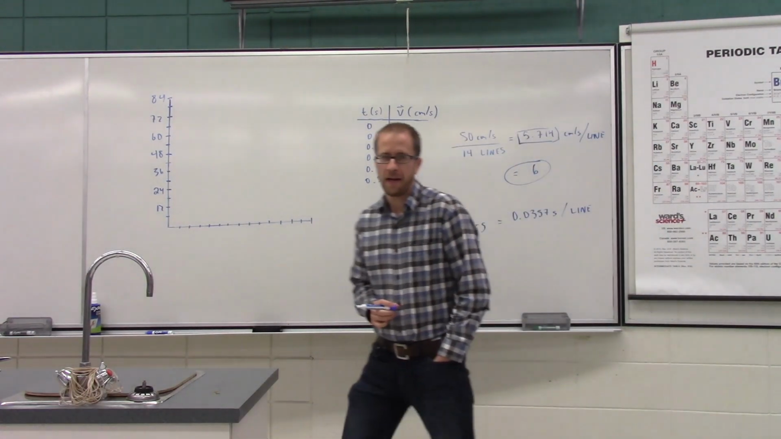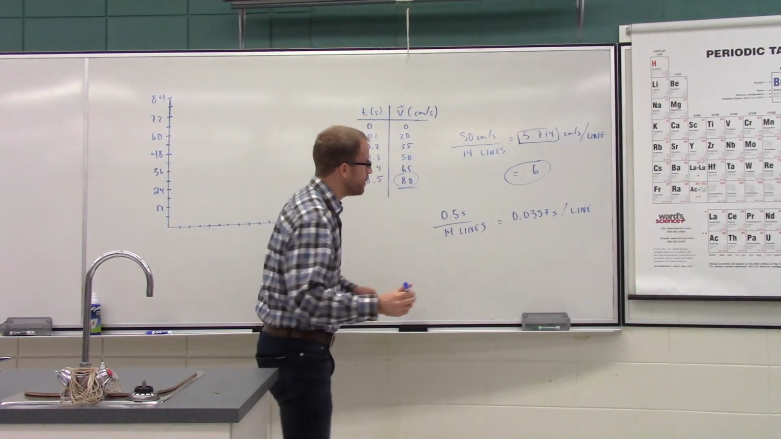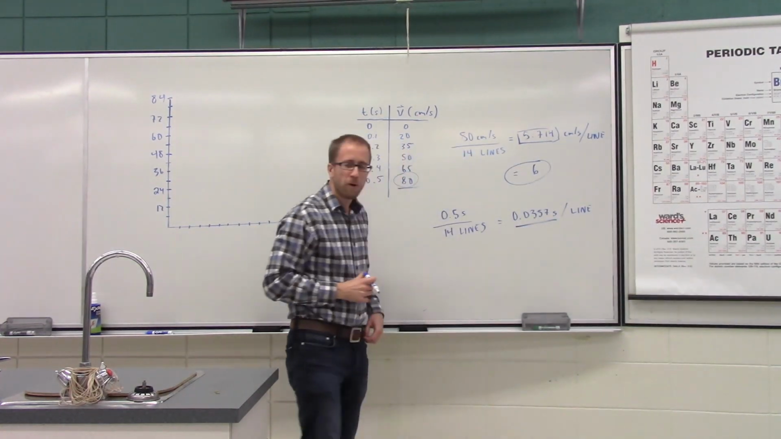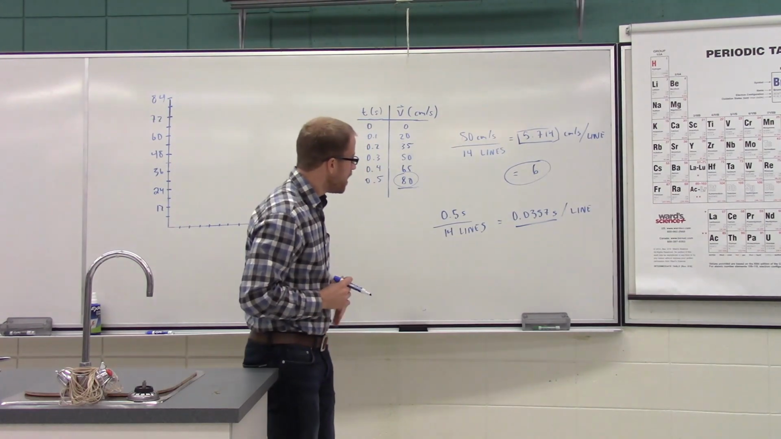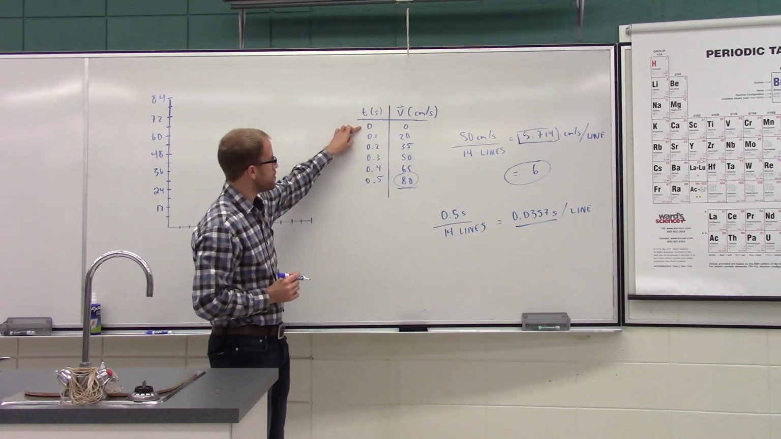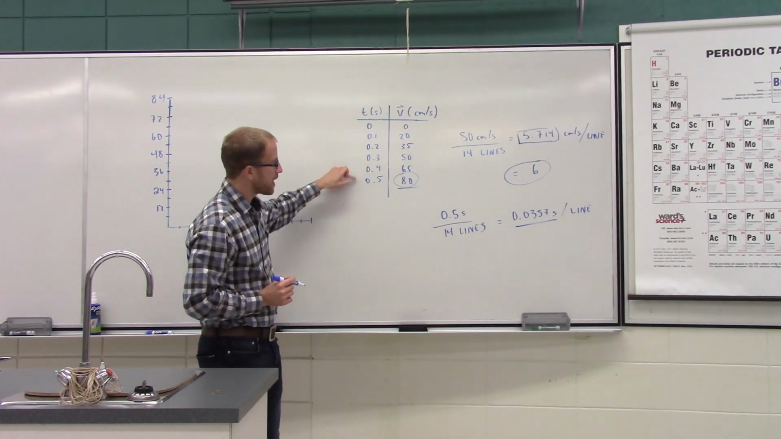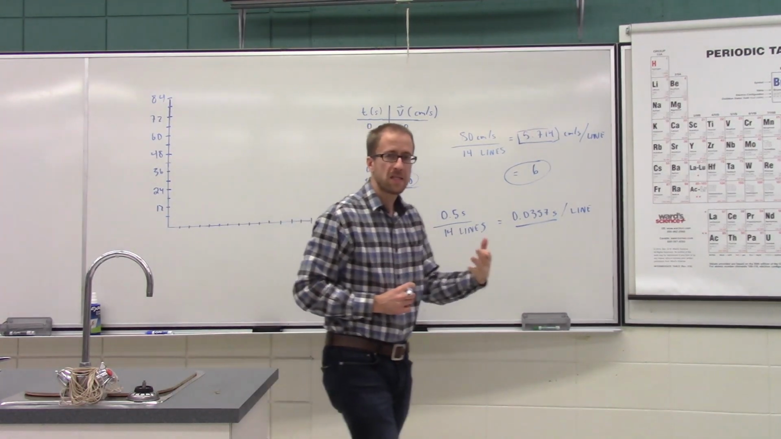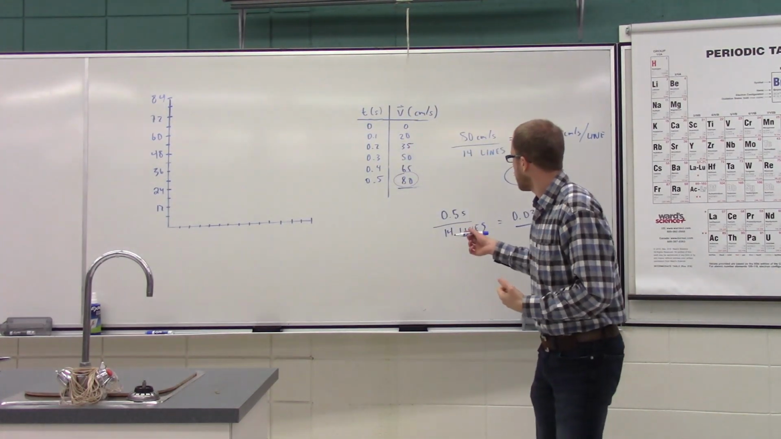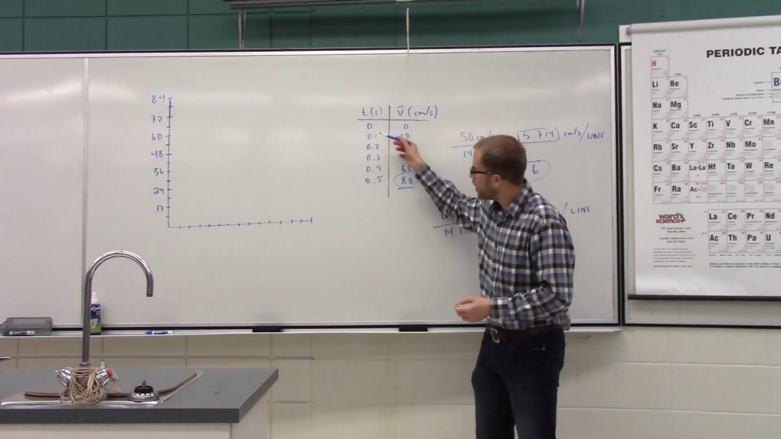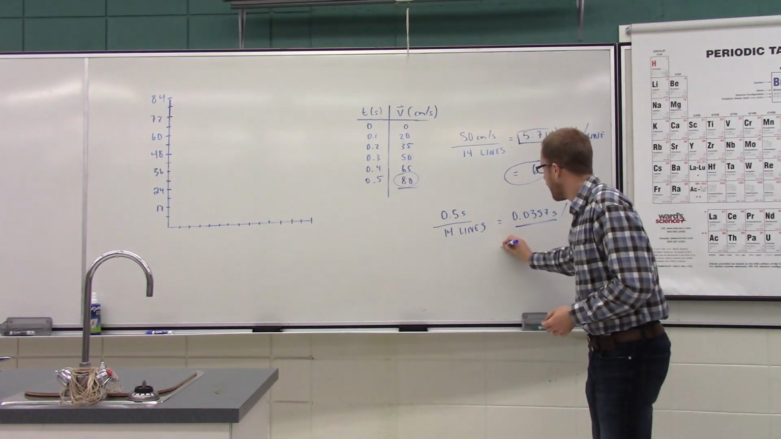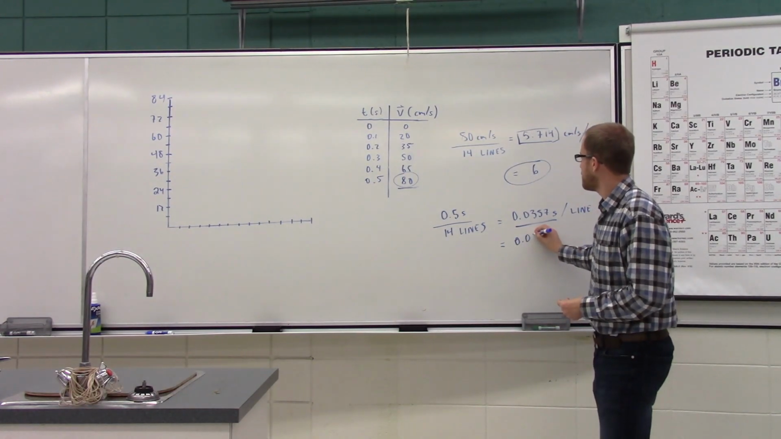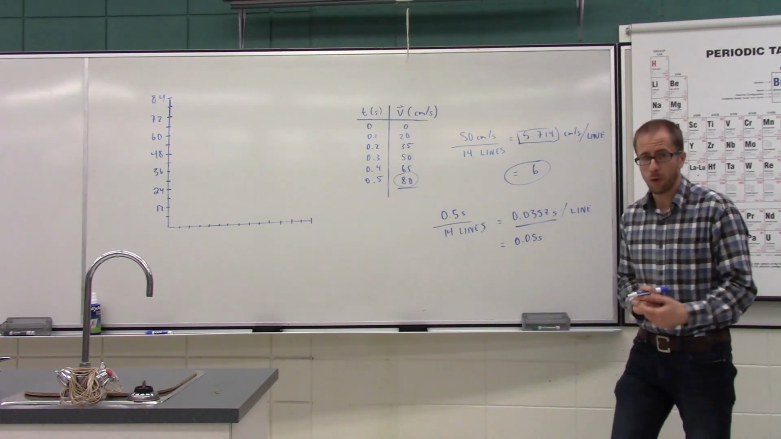Now again, that is a super awkward number. We should not go up by 0.0357 seconds per line. In fact, if we look, our times are every 0.1 second. So we want to pick a scale that allows us to hit 0.1, 0.2, 0.3, 0.4, 0.5. Here, I would say the best option is 0.05 seconds per line.